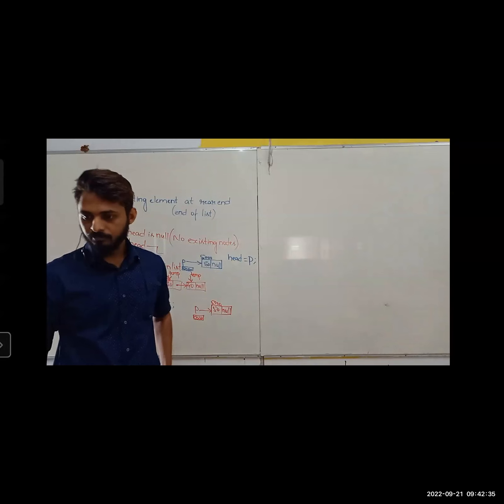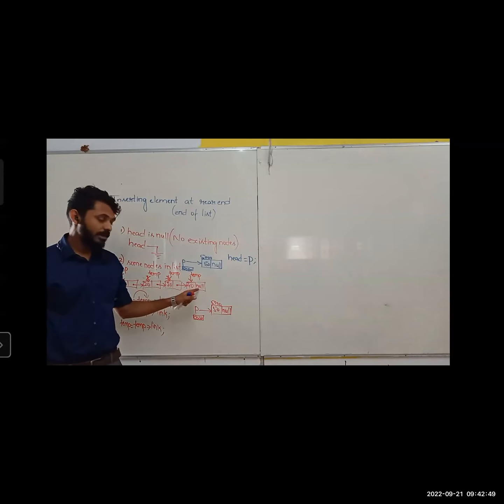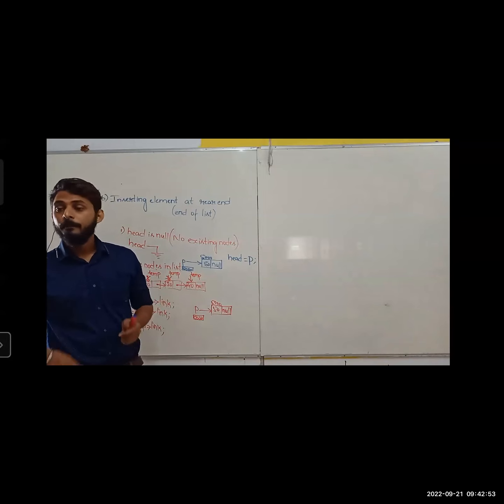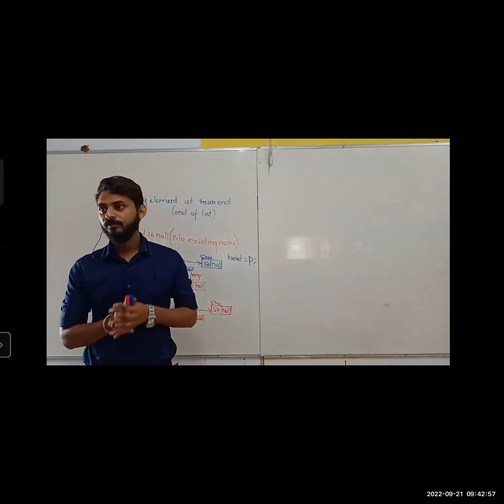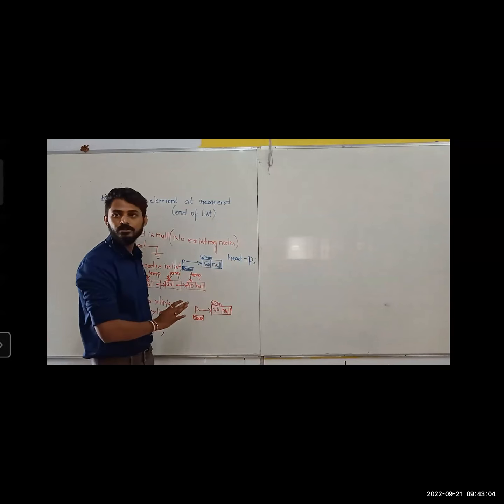Okay. So next, what should I do? However, I got temp's link is null. Temp's link is null means what? Currently, that is the end of the node. So now if I want to add one new node in this place, means if I want to bring it here, what are the changes I should do?